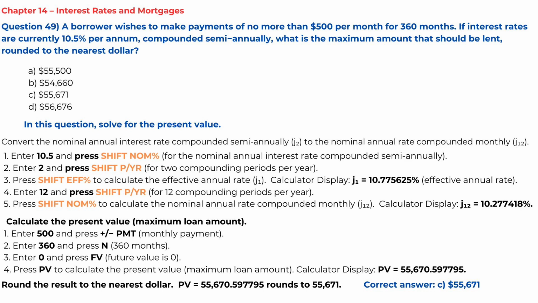Enter 500 and press plus and minus sign, and then press PMT, monthly payment. Enter 360 and press N, 360 months. Enter 0 and press FV, future value is 0. Press PV to calculate the present value, the maximum loan amount. Calculator displays PV equals 55,671.57795. Round the result to the nearest dollar. Correct answer C, $55,672.